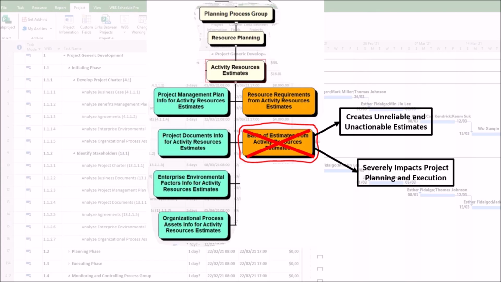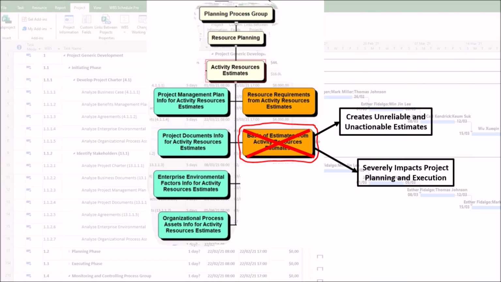First, you face unrealistic schedules. If the basis of estimates fails to document that the estimate assumes senior-level productivity, but the team is staffed with juniors, the schedule will be impossible to meet. The schedule is built on a foundation of sand.